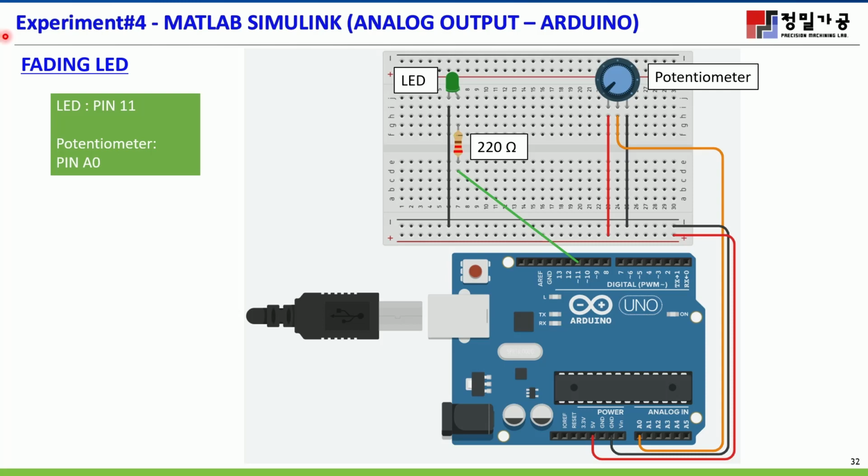Okay, we are now in experiment 4. What is experiment 4? Experiment 4 is fading LED. This LED is connected to pin 11, and the potentiometer is connected to the A0 pin. Just simply like that, very simple.